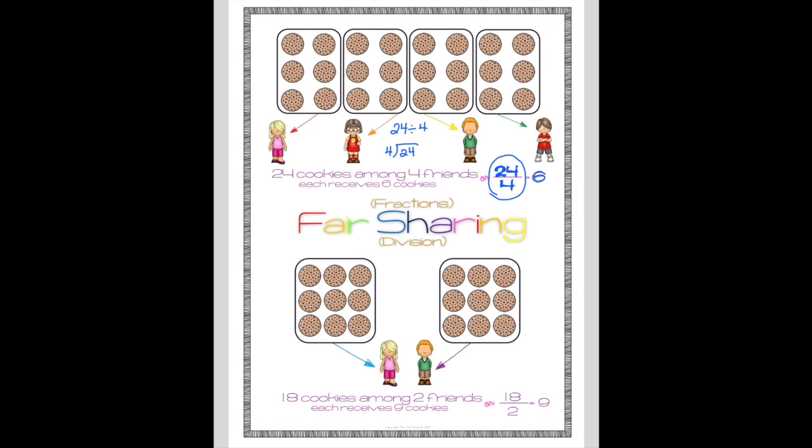So let's take a look at the next example. We've got 18 cookies here, 9 in this box and 9 in this box. And we've got 2 friends here. Okay, so we're sharing 18 cookies amongst 2 friends. Our division problem would be 18 divided by 2. So 2 is the total number of groups we have, and 18 is the number of cookies we're talking about. So 18 divided by 2 would equal 9.